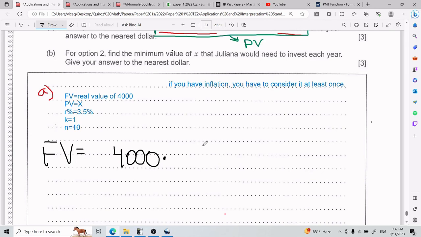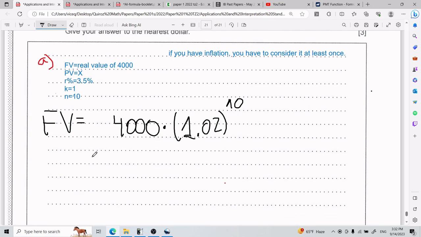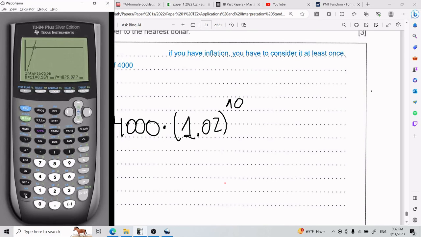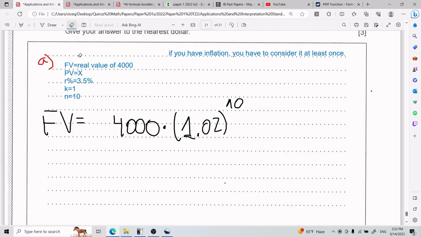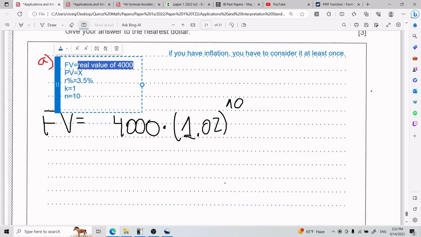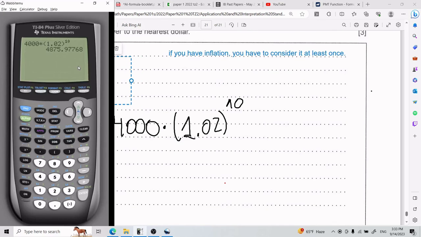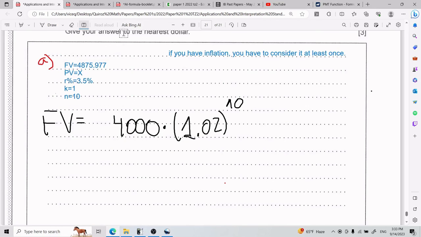Because here we have a 2% inflation rate, I can plug that in like this: 1.02, for how many years? For 10 years. That is going to be the real value of 4,000, whatever number I get here. So I pop up my calculator. We have 4,000 times 1.02 to the power of 10. That gives me that. So my FV is actually 4,875.977.